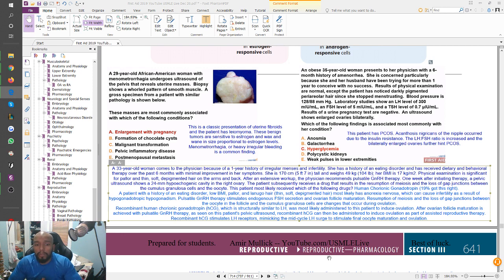Recombinant HCG, which is structurally similar to LH because of the alpha subunit matching, was most likely administered to this patient to induce ovulation. After ovarian follicle maturation is achieved with pulsatile GnRH therapy, as seen on the ultrasound with the 24mm hypoechogenic cavity in the right ovary, giving HCG would now assist in the ovulation. And that's really all it was.